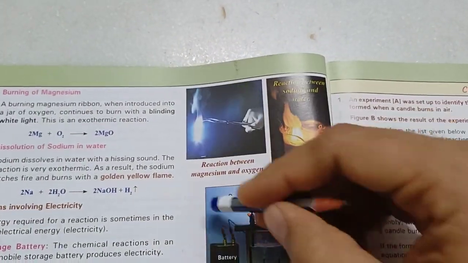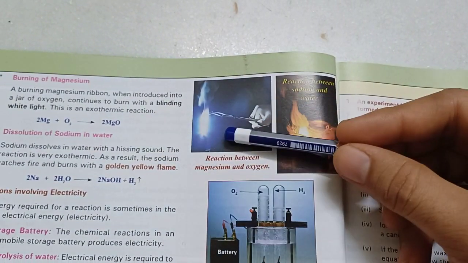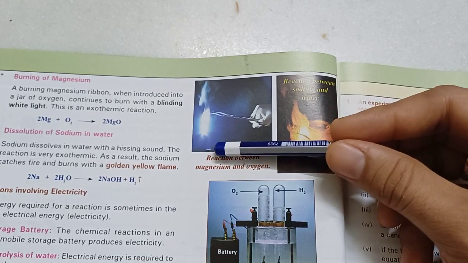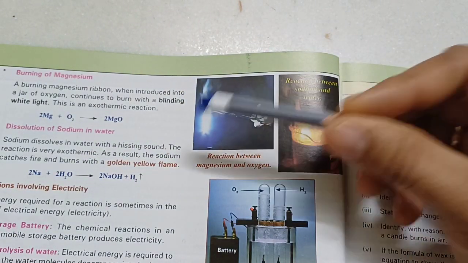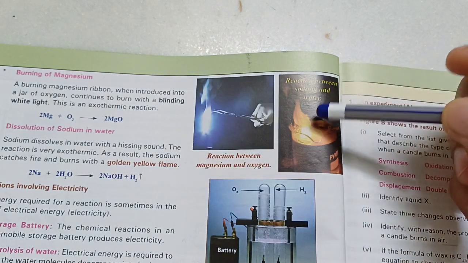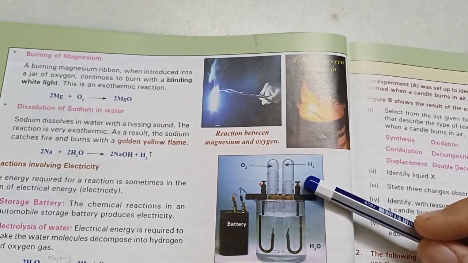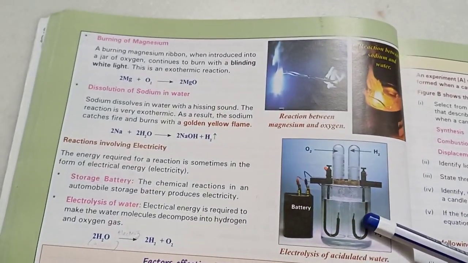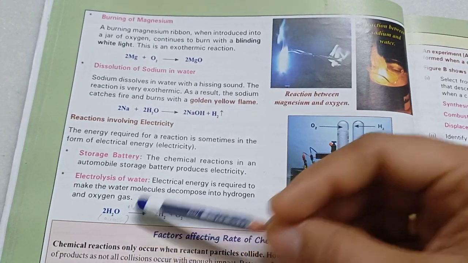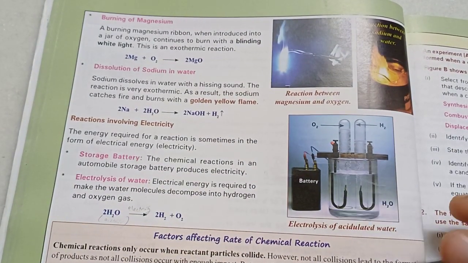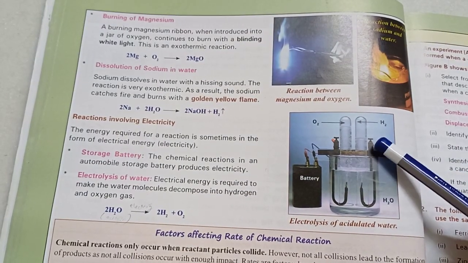When you burn magnesium, magnesium oxide is formed, which is white in color, and blinding white light is released. Learn the observations. When sodium is dissolved in water, it gives out a golden yellow flame because the hydrogen released catches fire, and the sodium vapors give it the golden yellow color. Electrolysis of water requires that some acid is added to water, acidified, because pure water is a bad conductor of electricity. Hydrogen and oxygen are collected at the respective electrodes.